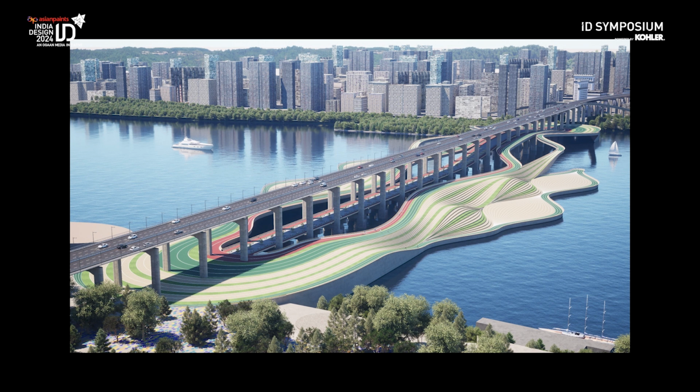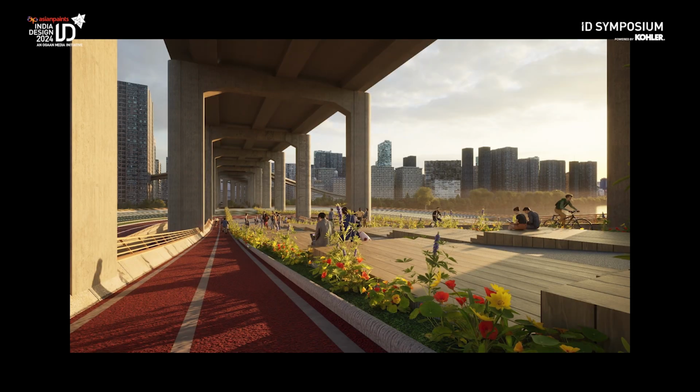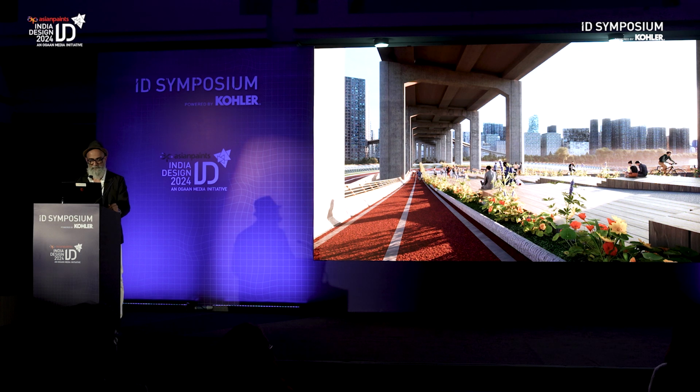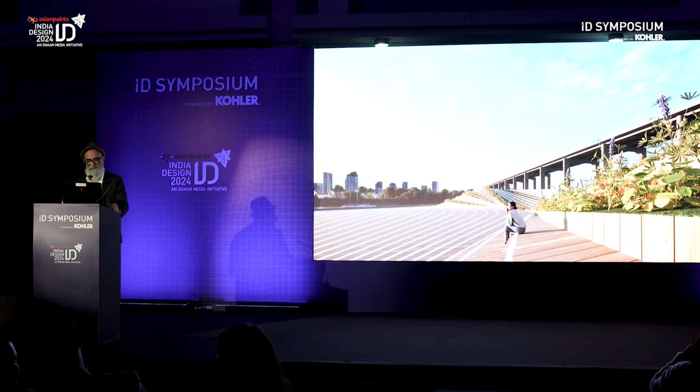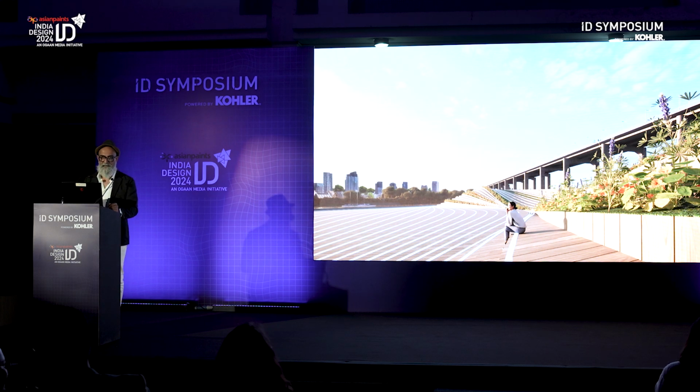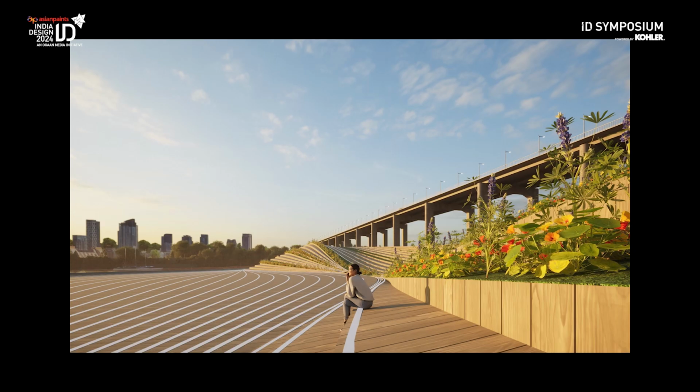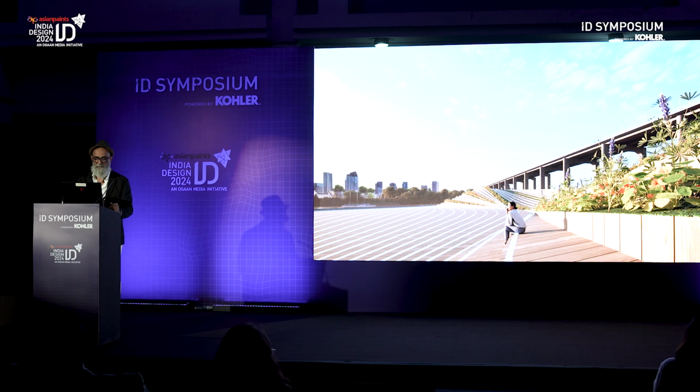This is what it looks like under the existing bridge, where you have cycle tracks and amphitheaters and spaces where there could be some interaction. And these are the islands. You can actually step out onto the island and experience the skyline. As I mentioned earlier, there are amphitheaters there. They could be used for performance spaces, and there is a lot of landscape and so on.